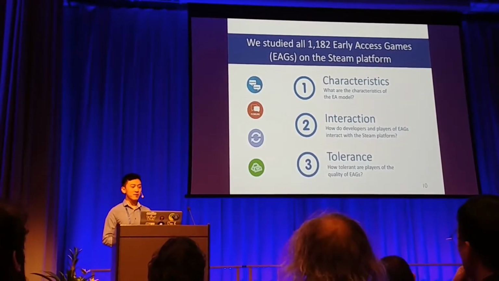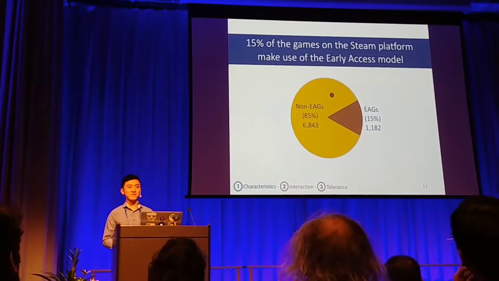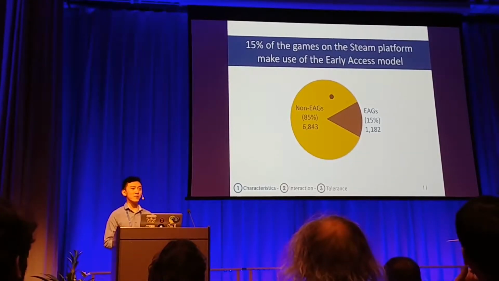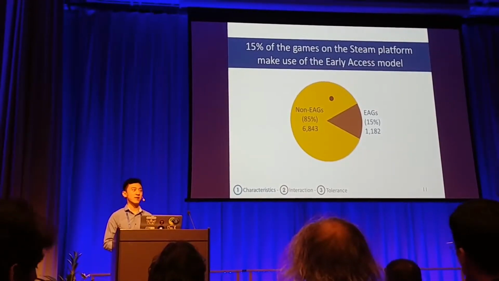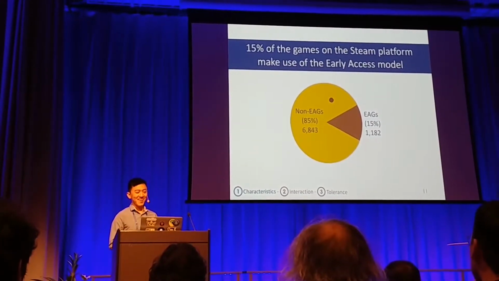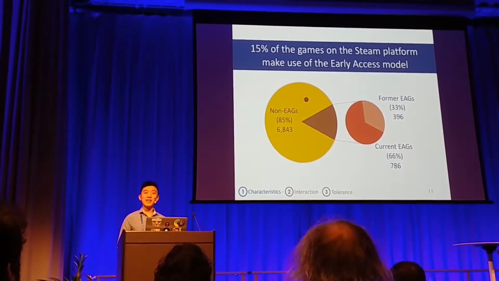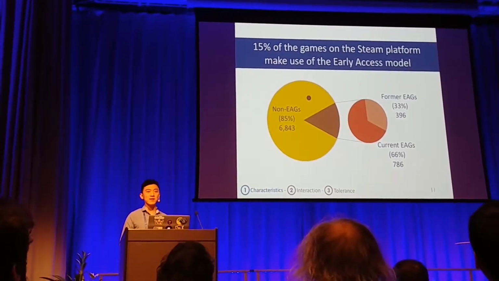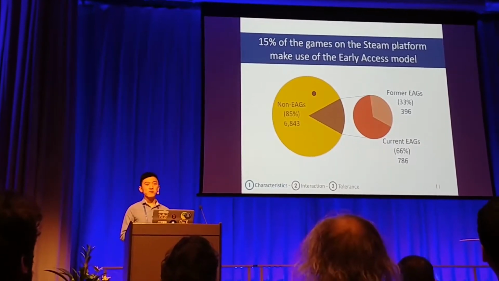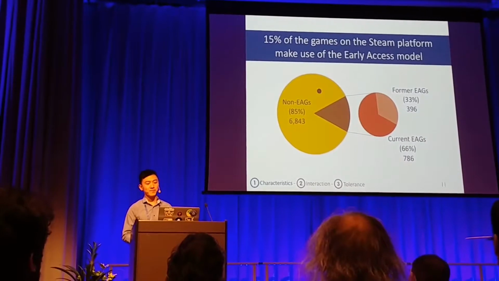So for all these games that we collected, we see that among all the games on the Steam platform, there are 15% of the games that have used or are currently using the early access model. And this is a Pac-Man. And around this 15%, one third of them have finished their early access stage and been released as a full title, while 2/3 of them are still under development in the early access stage.